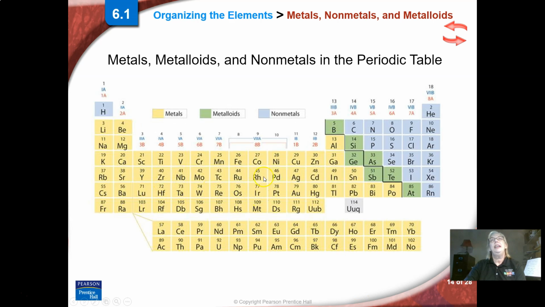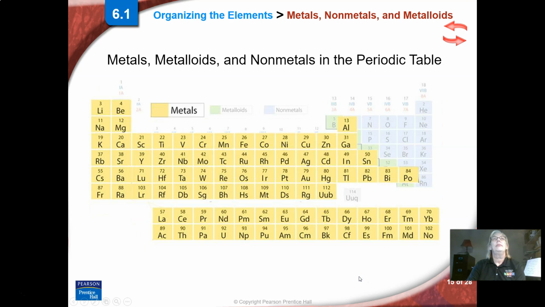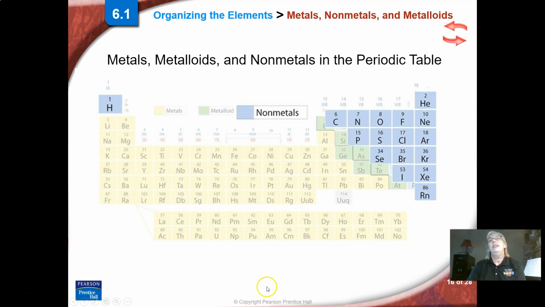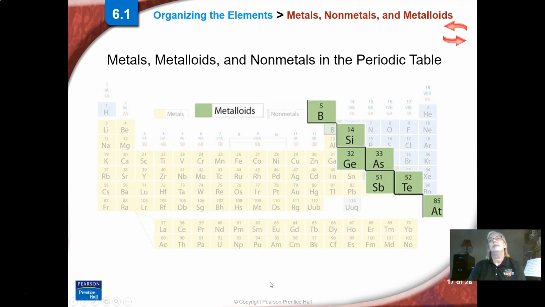So all these ones in yellow, most of the elements on the periodic table are metals, so yellow is metals. Hydrogen is kind of an oddball. It's listed over here because of its structure, but it really acts more like the nonmetals. And the metalloids are right here in the center, the green ones, and they act halfway between metals characteristics and nonmetals characteristics, and these are the elements that we have in all of our electronics, the semiconductors that you hear about. So metals are here, nonmetals are there, and metalloids are the green ones.